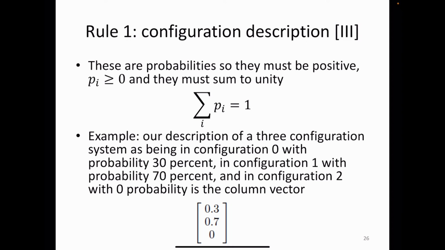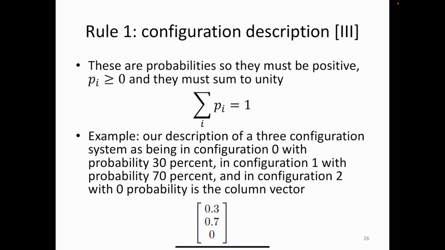One condition that we also have is that the probabilities must be positive. So p sub i, which means one specific probability, must be greater than or equal to 0, and they must sum up to unity. That's also a condition that we take over for probabilistic systems, and also a condition for the probability amplitudes that we have in quantum systems.